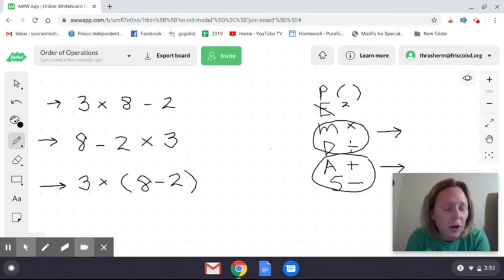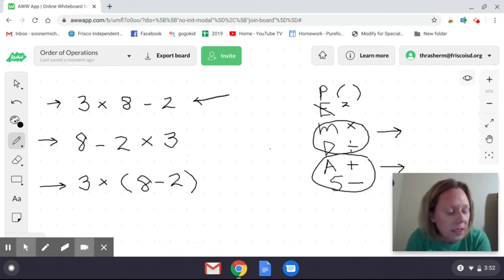Now I'm going to read a phrase to you and I want you to think about which problem I'm talking about. So my first phrase is multiply 3 and 8, then subtract 2. So based on the order that I would solve these steps in these problems, I would multiply 3 times 8 and then subtract 2 on that top problem.